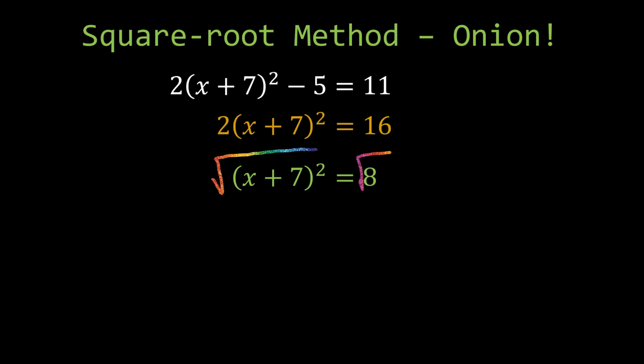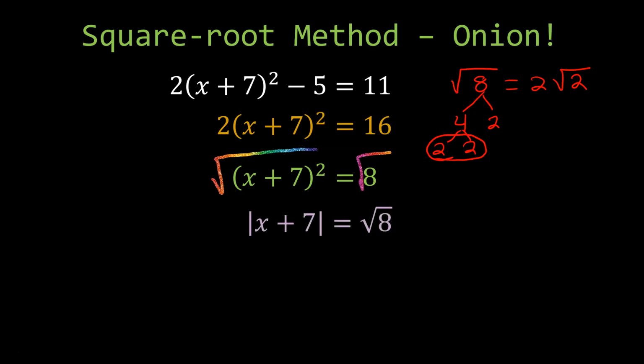Square root of 8 can be reduced as, well, let's say 8 is 2 times 4. 4 is 2 multiplied by 2. Takes 2 copies to come out of square root. So you will have 2, and then 1 of the 2 stays inside the square root. So we have 2 square root of 2 on the right-hand side. On the left-hand side, square root of something square is the absolute value of itself.